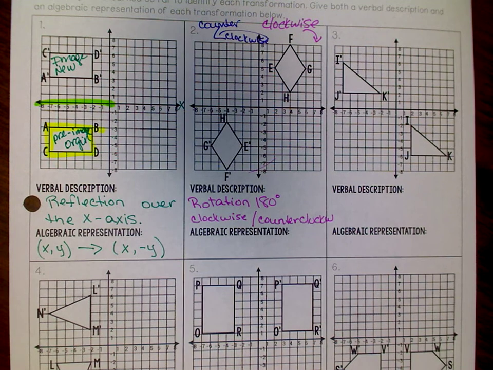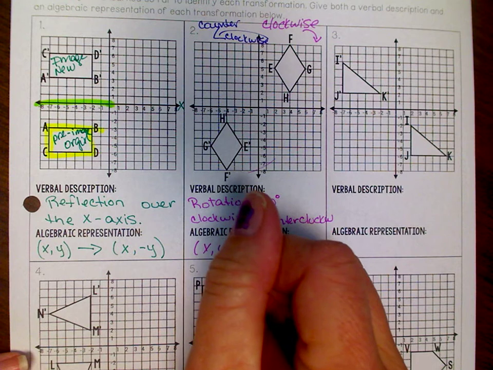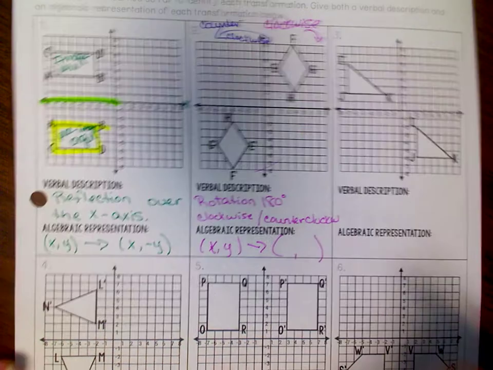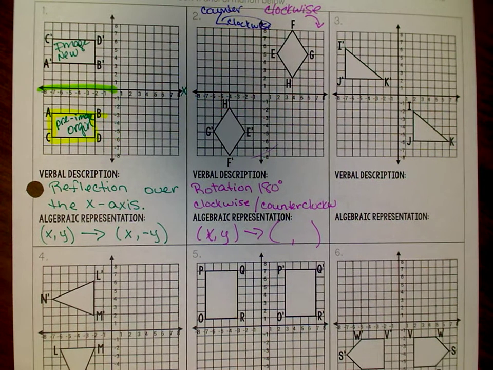And for the algebraic expression, you're going to have your x, y. It's going to become your negative x, negative y. Both of them flip. So your x, y becomes your negative x, negative y.